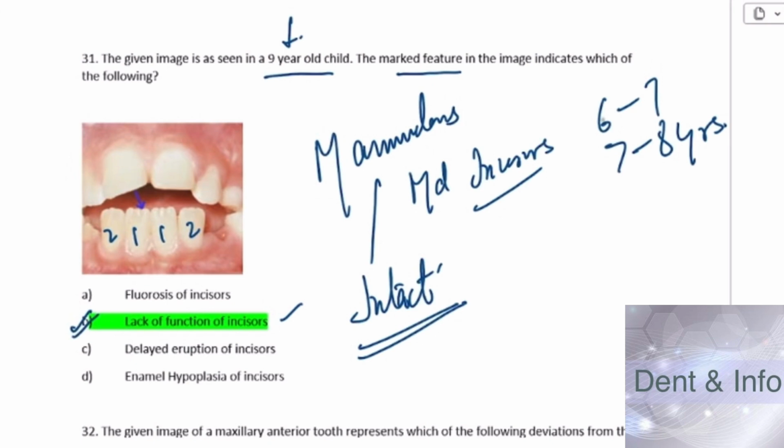So what do mamelons represent? These mamelons represent the 3 lobes that make up the labial surface. Anterior teeth are formed from 4 lobes.